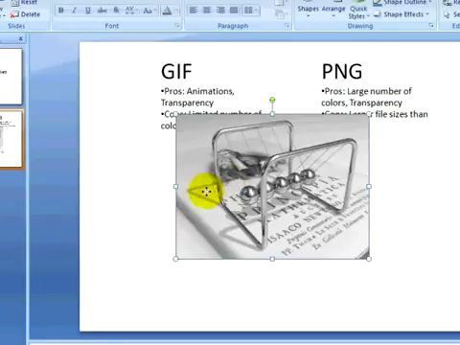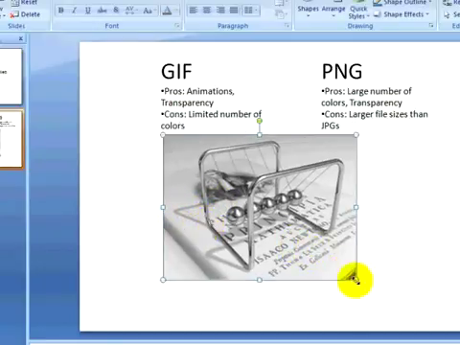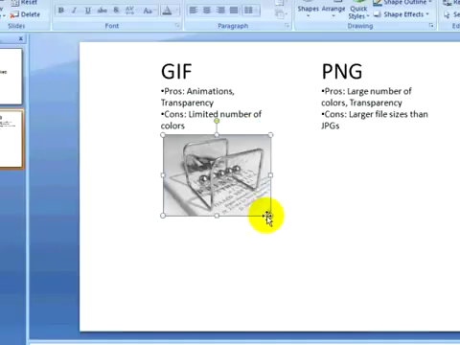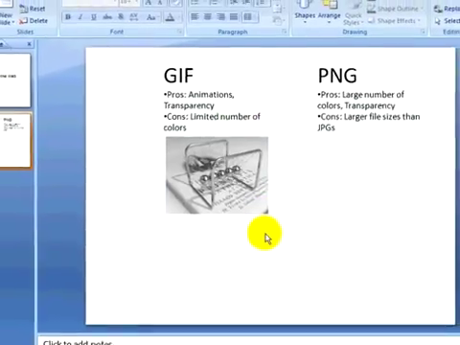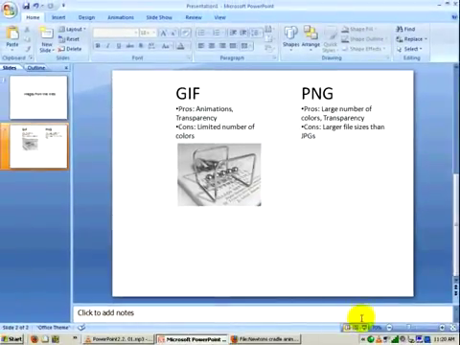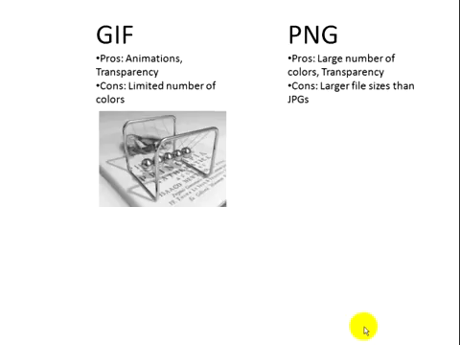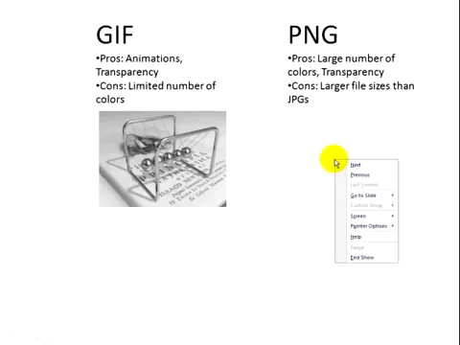If I paste this image into my presentation, it looks okay, but when I go into slideshow mode, I'll notice that it's no longer an animation.